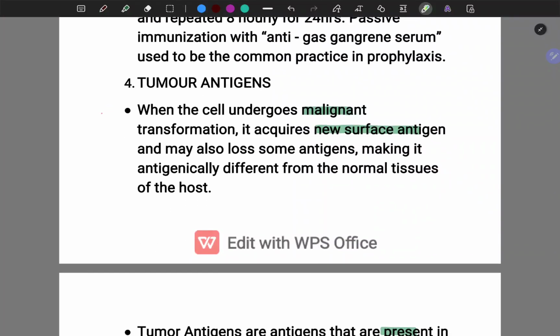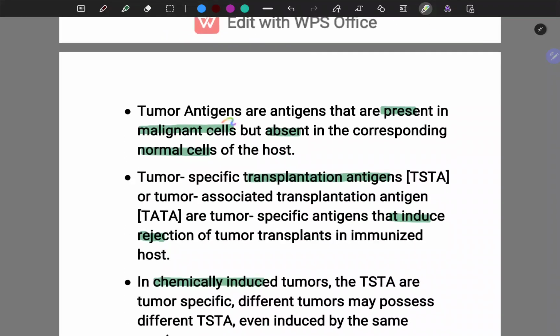Right. So what do you mean by tumor antigens? So tumor antigens are carcinogenic antigens. So just remember this. When the cell undergoes a malignant transformation, it acquires new surface antigens, and they may also lose some antigens, making it antigenically different from the normal tissues of the host. So tumor antigens are antigens that are present in the malignant cells but are absent in the corresponding normal cells of the host. And this is very important. I have to emphasize this.